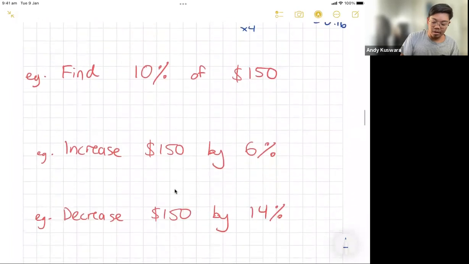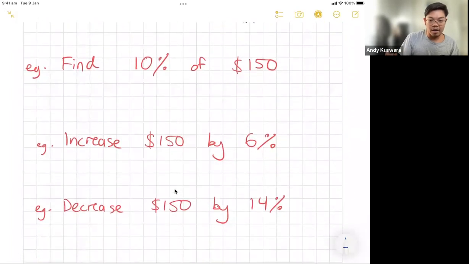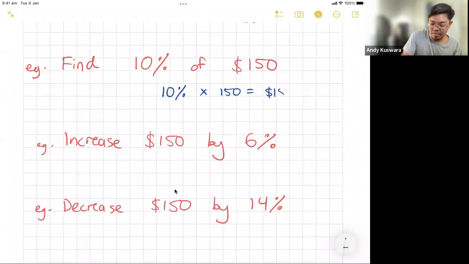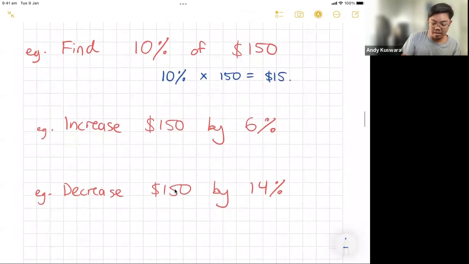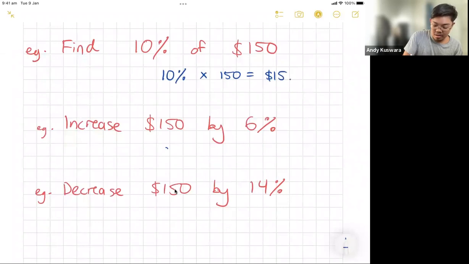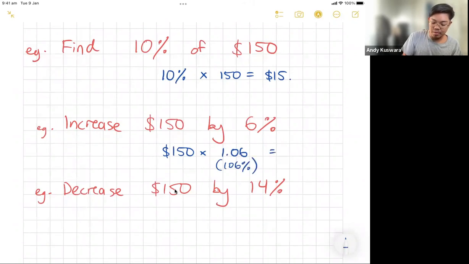Now, working with percentages, if I want to find certain percentages, here's how I would do it. I'd go, what's 10% of 150? So I'd go 10% times 150 in your calculator, and I know this is just going to be $15. If I want to increase $150 by 6%, the way that I would do it is I'd say $150 times 1.06, or 106%. And that will give you some sort of answer.